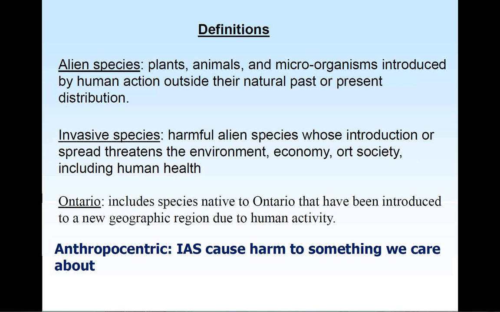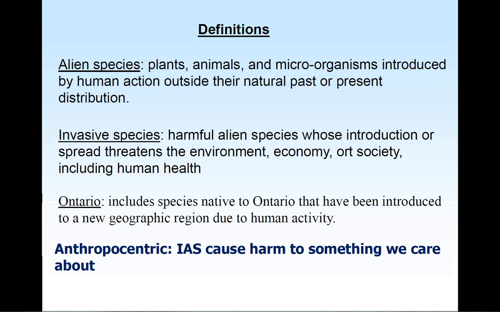And then the second part of the definition is invasive species are harmful alien species whose introduction or spread threatens the environment, economy, or society, including human health. And again, this is a very anthropocentric definition because, as the last bullet says, it depends on what we care about. And so you'll hear people who are critical of invasive species issues saying, well, it just depends on whether it's affecting things that are important to us. Of course, that's true. If it's not really affecting something that's important to us, then it's not really considered invasive. So ring-necked pheasants are, for the most part, valued and not considered to be affecting things that we care about, so they're not considered invasive, although they are introduced.